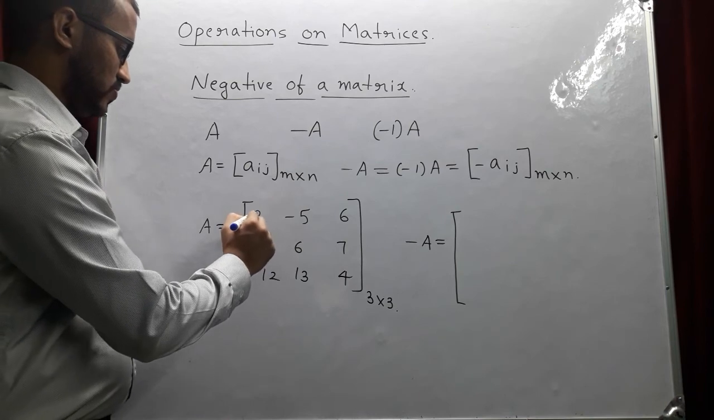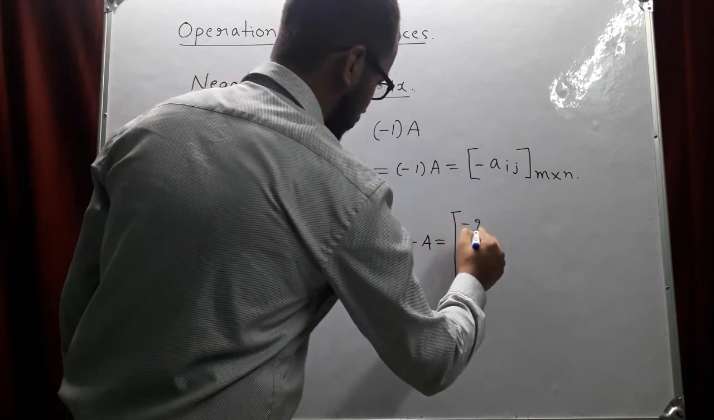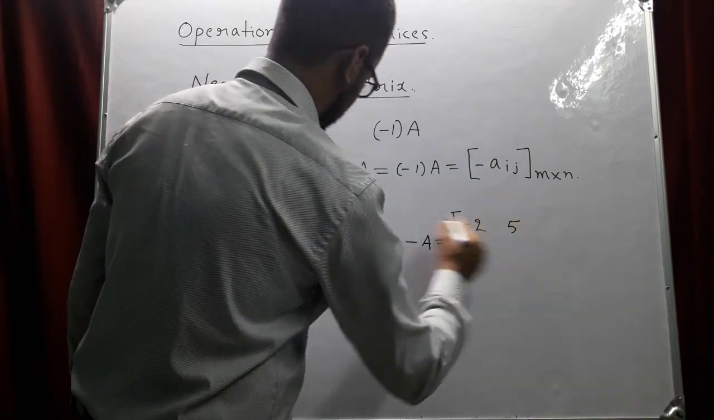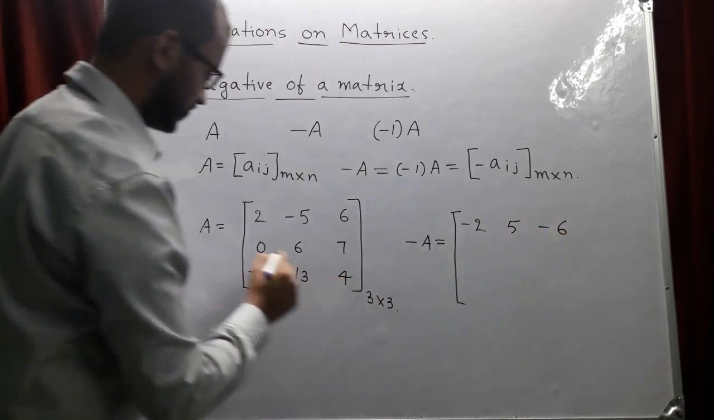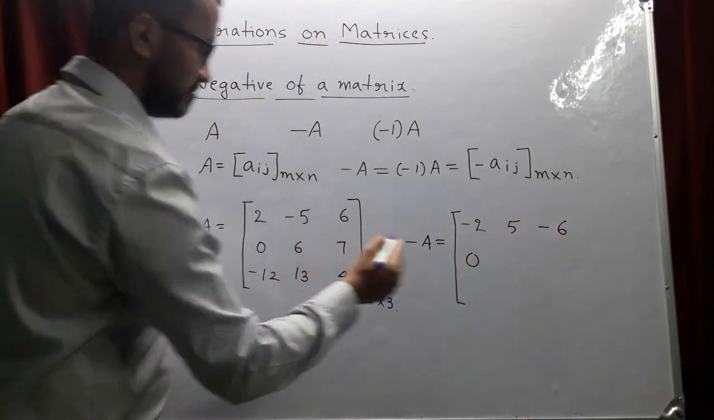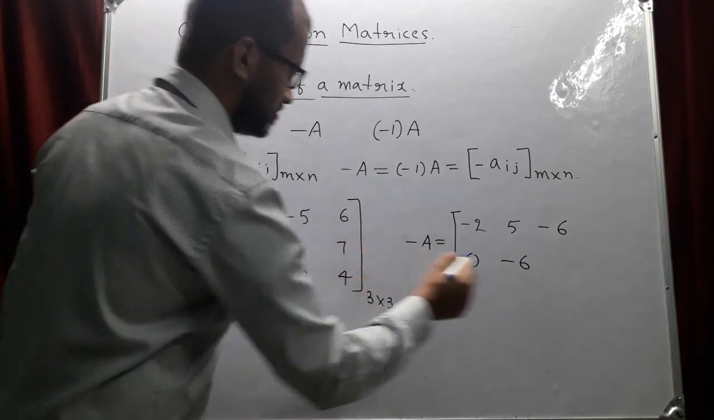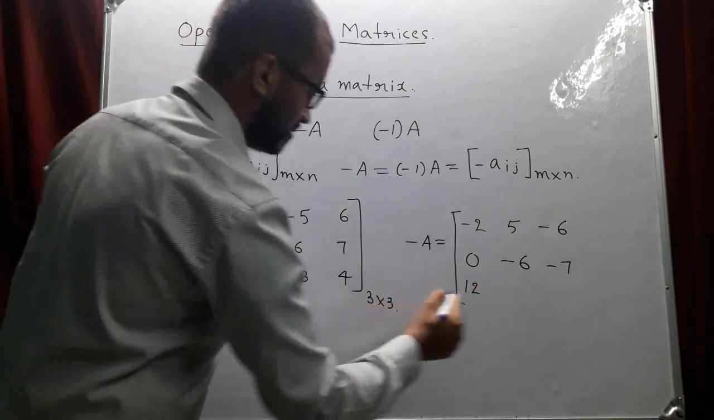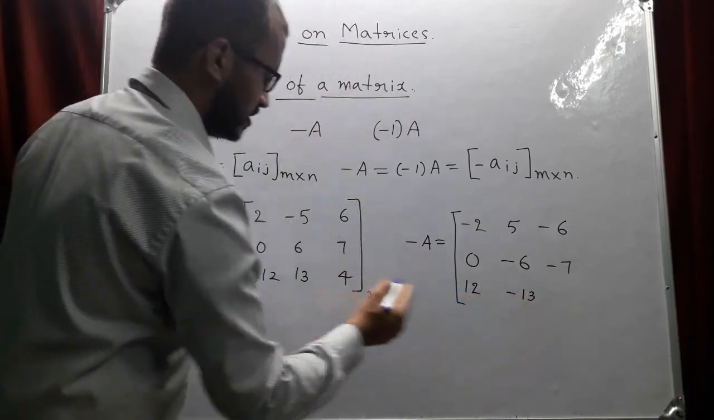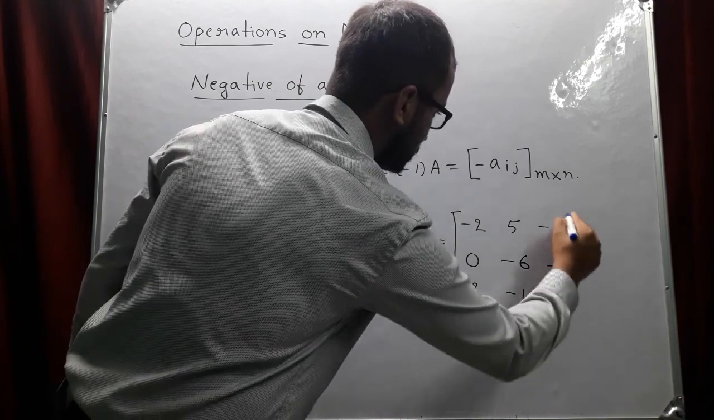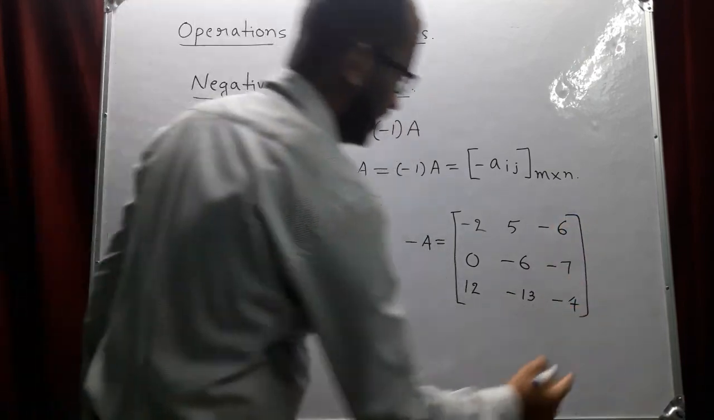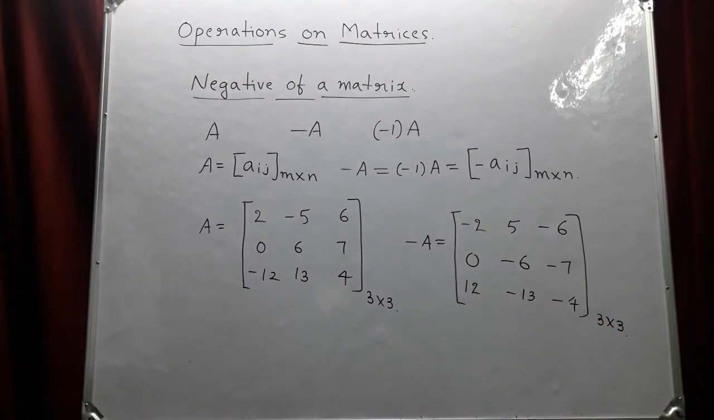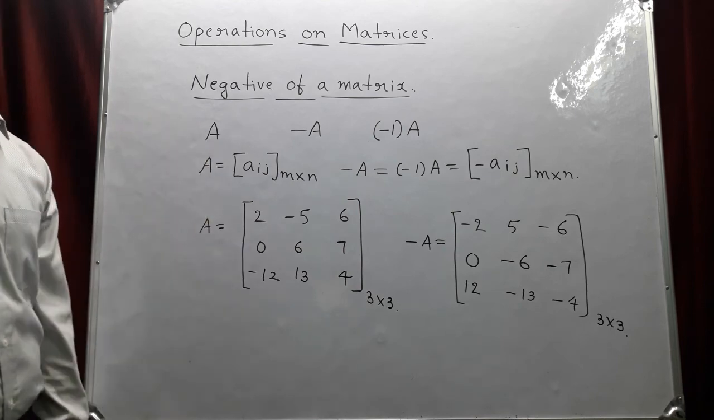So what do we get? Minus 1 into 2 is minus 2. Minus 1 into minus 5 is 5. Minus 6. 0. Minus 6. Minus 7. 12. Minus 13. Minus 4. Here also the order will be 3 by 3. So like this we are obtaining the negative of the given matrix.